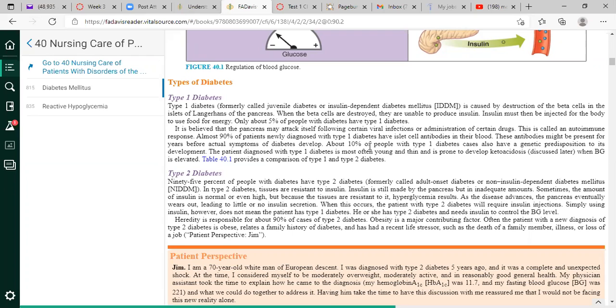But type 2 diabetes was formerly called adult onset diabetes or non-insulin dependent diabetes. With type 2 diabetes, an individual may require insulin, they may not. And type 2 diabetes actually can be, what word do I want to use, cured, or it can be resolved.